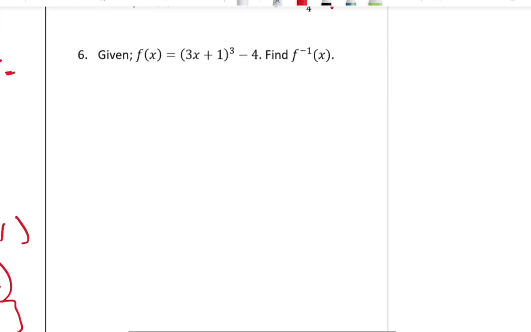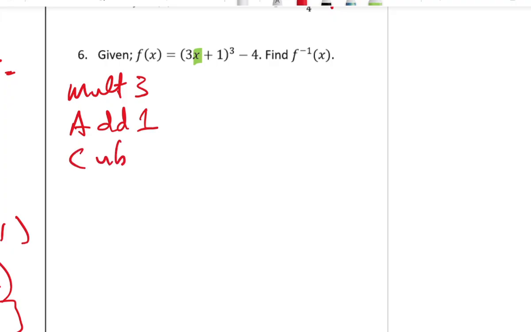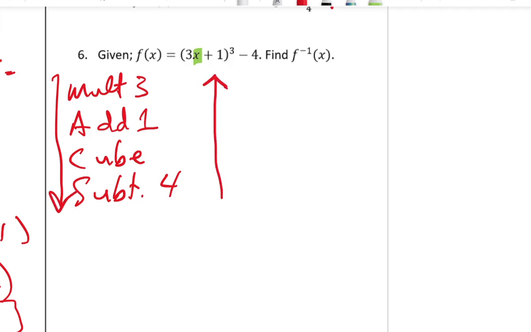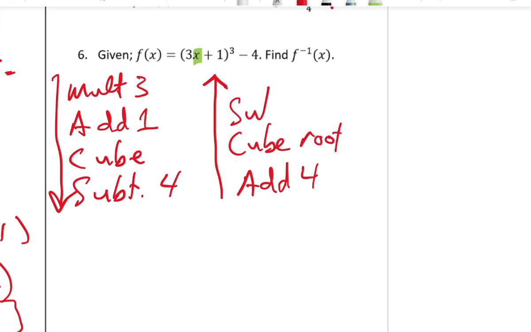Number 6, let's find the inverse again. Look at all the things that happen to x. First, you multiply it by 3. Then you add 1. Then you cube it. Then you subtract 4 in that direction. So we're going to reverse the steps, reverse the order. The opposite of subtract 4, add 4. The opposite of cubing is to do the cube root. The opposite of adding 1 would be to subtract 1. And the opposite of multiplying by 3 would be to divide by 3.